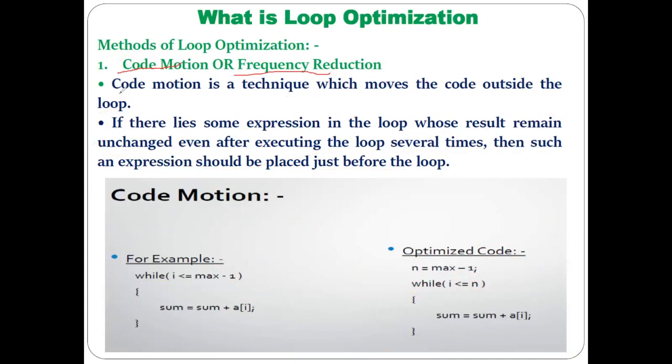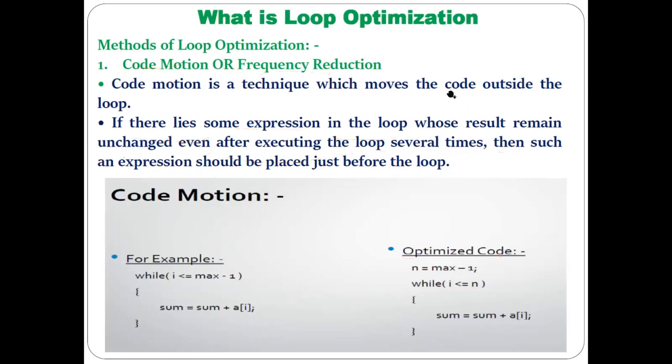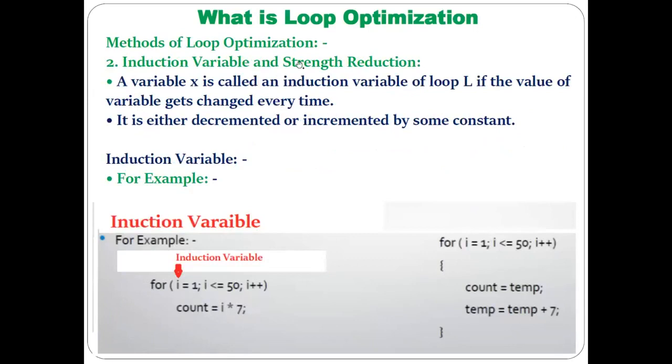Code motion is a technique which moves the code outside the loop. If there lies some expression in the loop whose result remains unchanged, like max minus 1, even after executing several times, then such an expression should be placed just before the loop like this. I hope all of you understood the first technique of loop optimization, that is code motion or frequency reduction. Now let's see the next technique, that is induction variable and strength reduction.